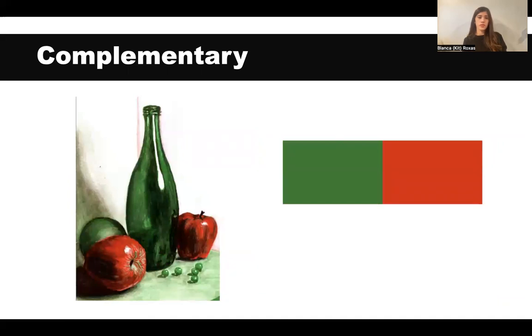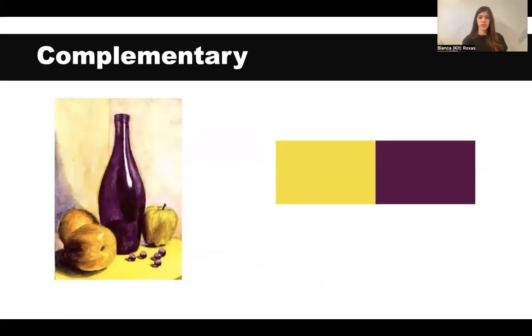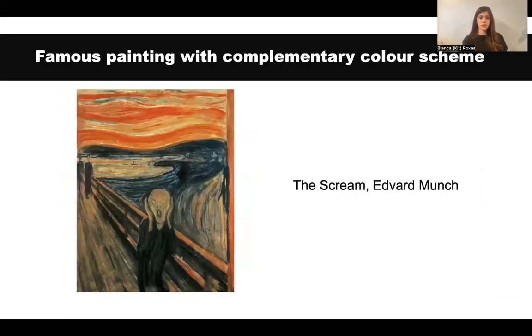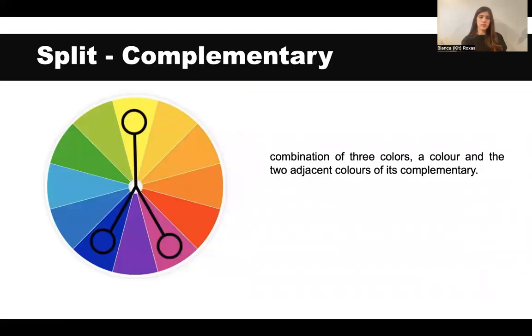These are examples of artworks that use the complementary color schemes. We have here red and green, purple and yellow, blue and orange. And this is an example of a famous painting, The Scream by Edvard Munch. He used mainly orange and blue. That's why it is considered a complementary color scheme painting.